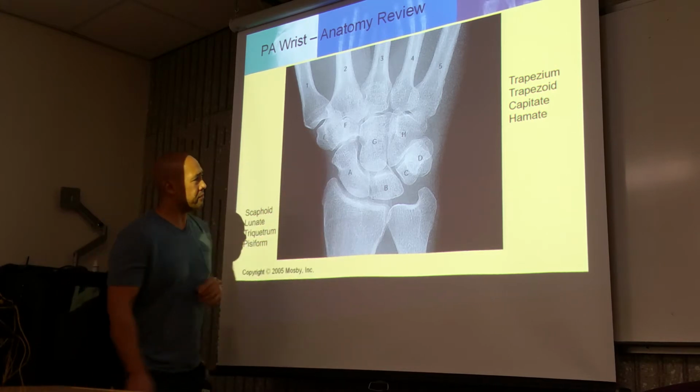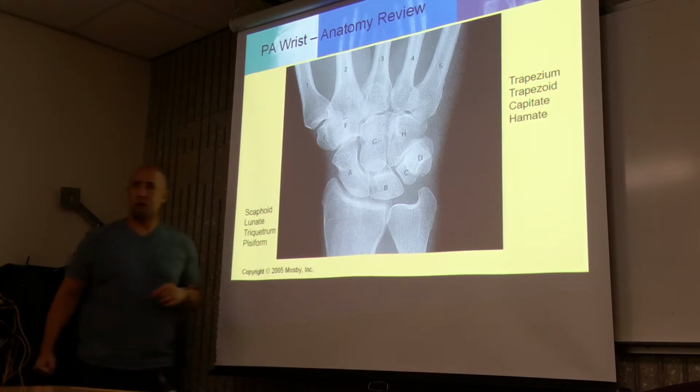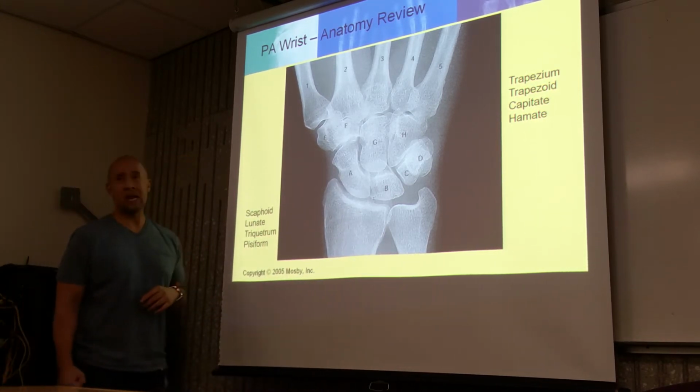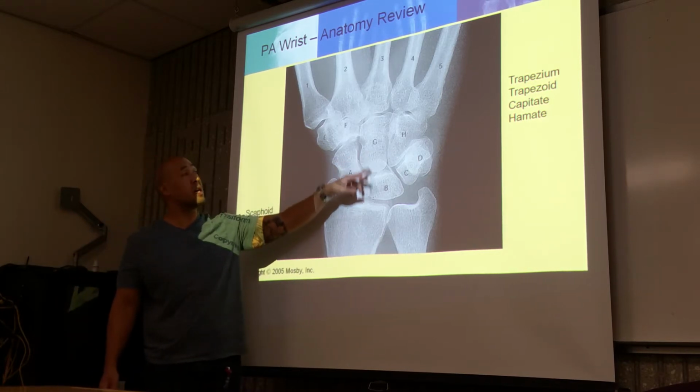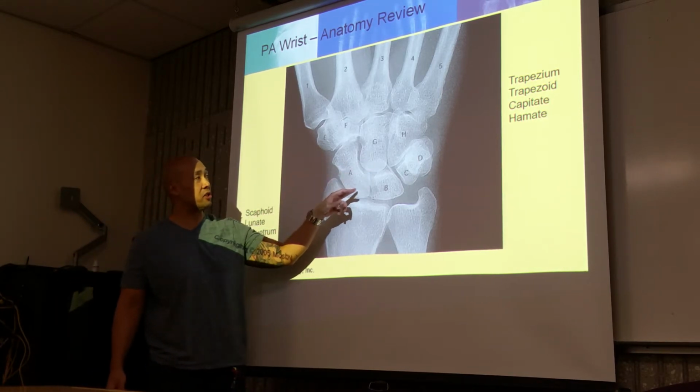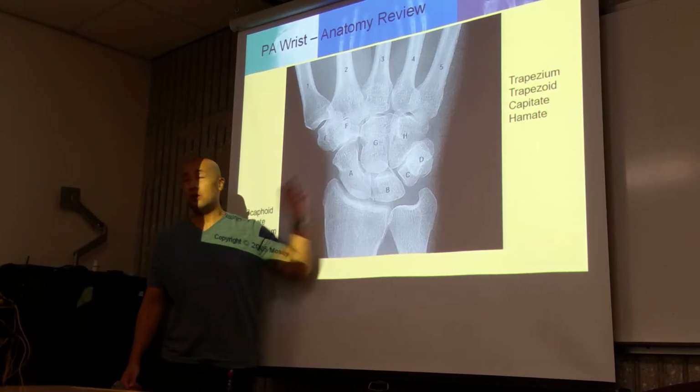Before I forget, the largest wrist bone here is going to be the capitate. It doesn't look it in this projection, but it is much larger than the scaphoid.